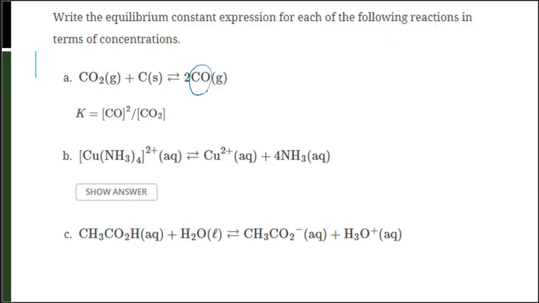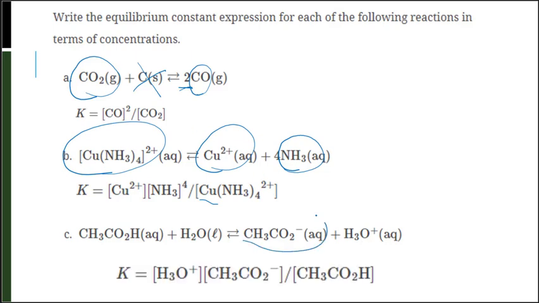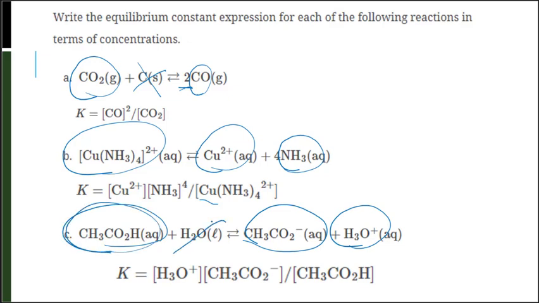My product, I would have the concentration of CO to the second power over the concentration of CO2 to the first power. We don't include solid carbon. The second one would have the concentration of copper plus 2 ions times the concentration of NH3 to the fourth power, all divided by the concentration of Cu NH3 fourth. And the last one, I would have my products all raised to the 1 divided by CH3 CO2 H, not including water. That would not be in the denominator.